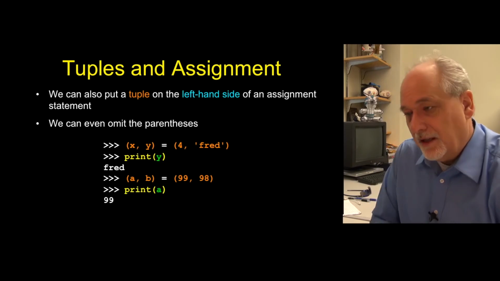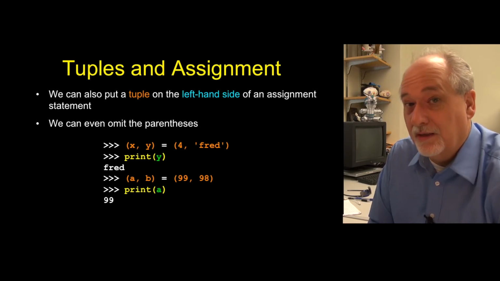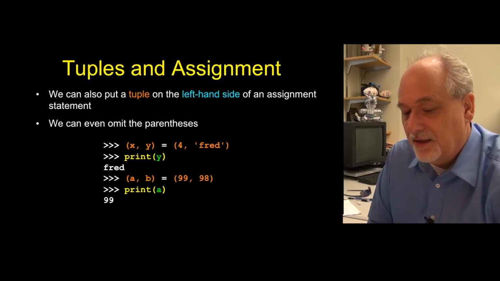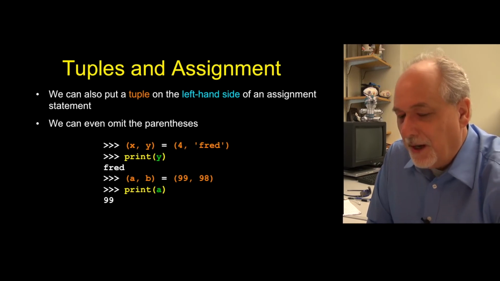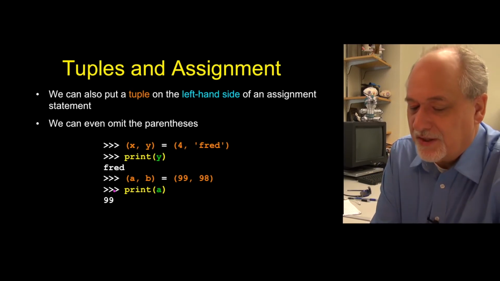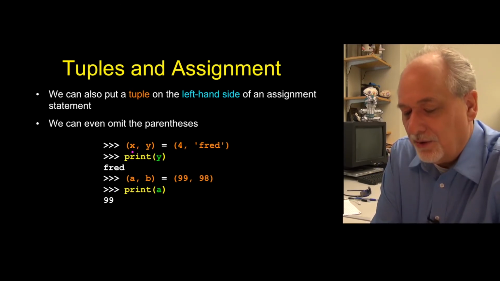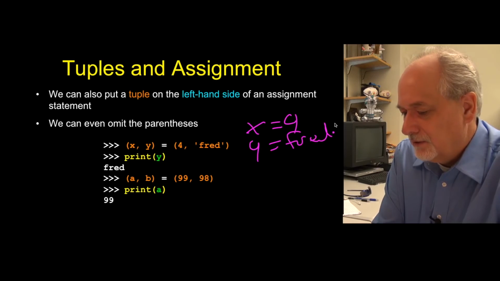So the other thing that's interesting about tuples, and we've actually sort of seen this, is that you can put a tuple that includes variables on the left side of the assignment. And this takes a little getting used to, but it's really cool, and no other language that I know of does this. So if we say x comma y, that's a 2-tuple. Both have to be variables. You can't put constants on this side. It's like saying x equals 4, y equals Fred, right?